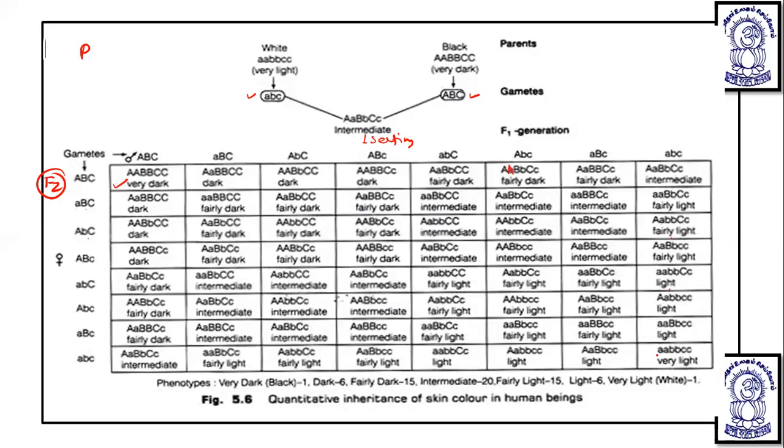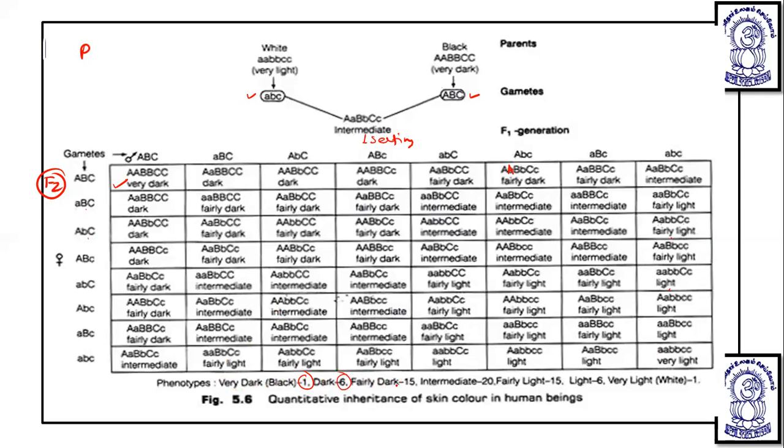So what you will see here is, as the number of dominant alleles is reduced, the darkness is going to reduce because melanin production is going to be reduced. If we consider very dark, when all 6 alleles are dominant, then it is going to be very dark, and that is 1. When 5 are dominant, then it is going to be dark, and there are 6 of those.